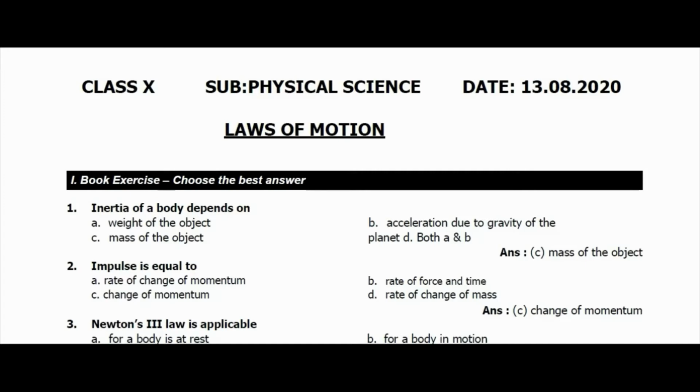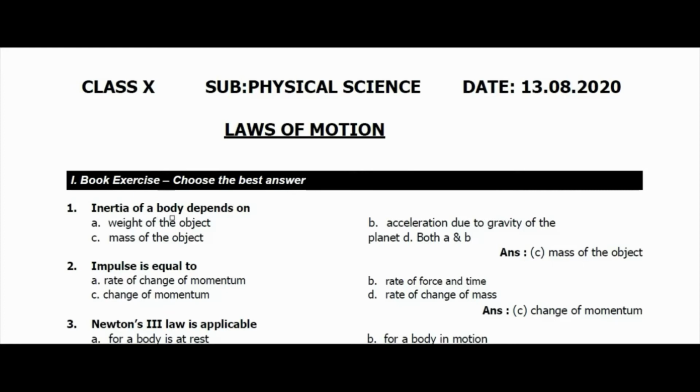This lesson has choose the correct answer, fill in the blanks, true or false, assertion and reasoning, short answer questions, and answer in detail. So in today's class, let us discuss the answers for these questions. Refer to the book and write it in your notebook and submit for correction. Children, come, we'll see one by one. First one, book exercise. Choose the correct answer.